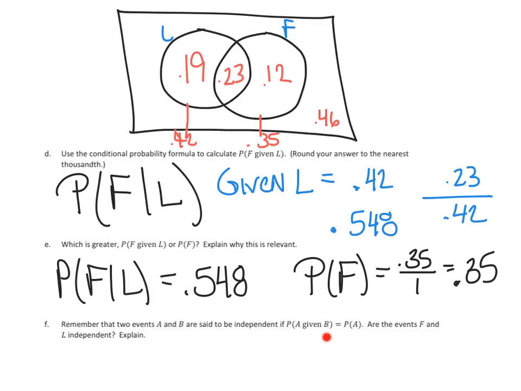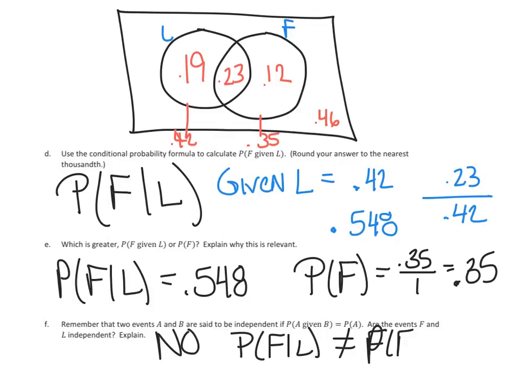Part F says, remember that two events A and B are said to be independent if the probability of A given B equals the probability of A. And that's what we just showed here. The probability of F given L, does that equal the probability of F? So the question is, are those two events, F and L, independent? And I would say definitely no, they are not. The probability of F given L did not equal just the probability of F.